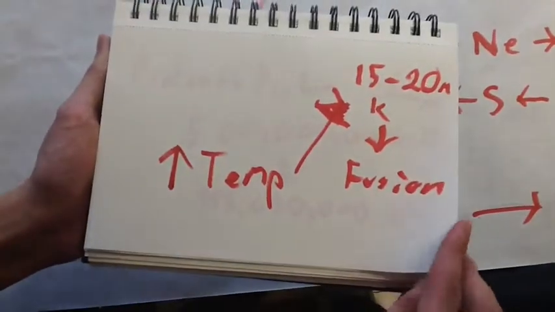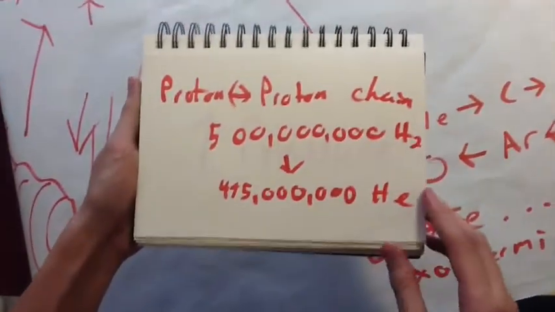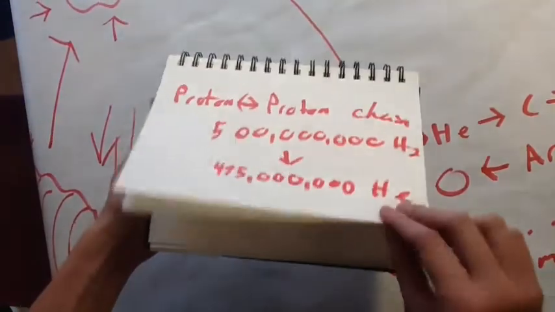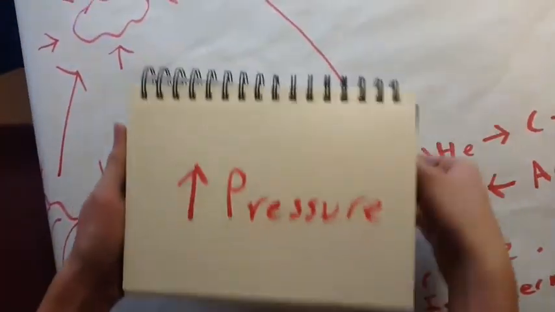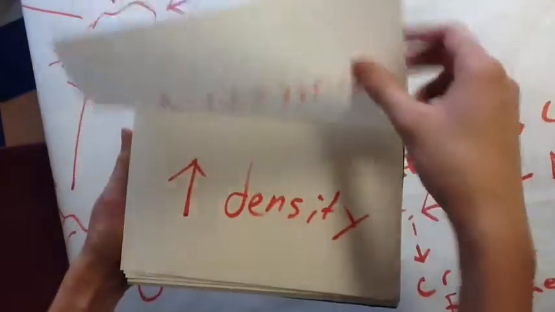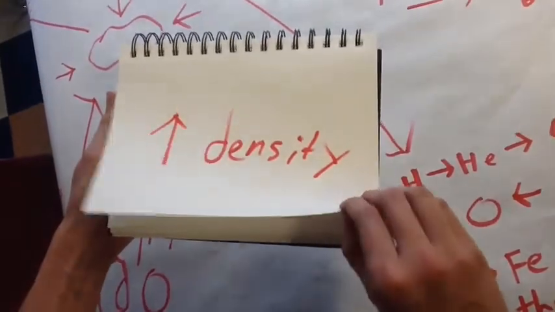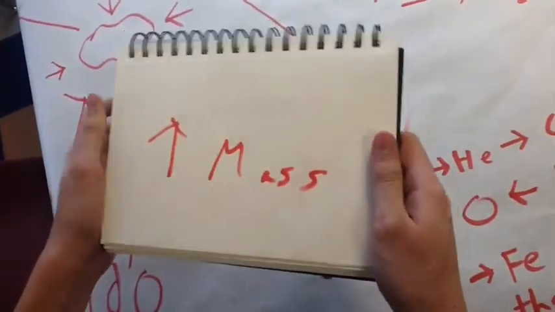Temperature will rise on the star to 15 to 20 million Kelvin, causing fusion and a proton-to-proton change. 500 million pounds of hydrogen and 495 million pounds of helium. Pressure will rise. Density rises as pressure goes up. As density goes up, mass goes up.